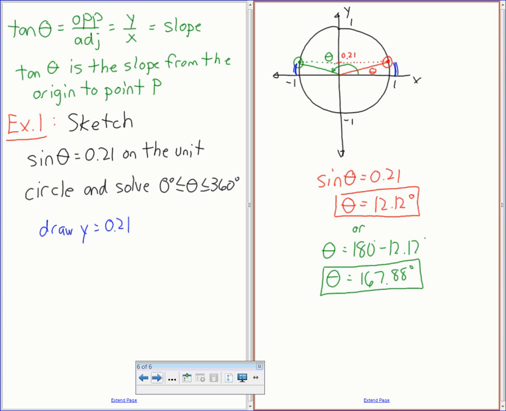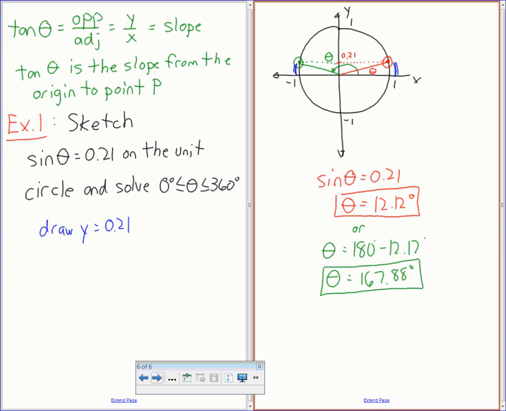Now, if you don't believe me, and most people don't, type in sine of 167.88 and see what you get. 0.21, or something very close to it? So that green angle is all the way from the positive x-axis, from the flat one. Remember, this is where 0 degrees is always measured from.